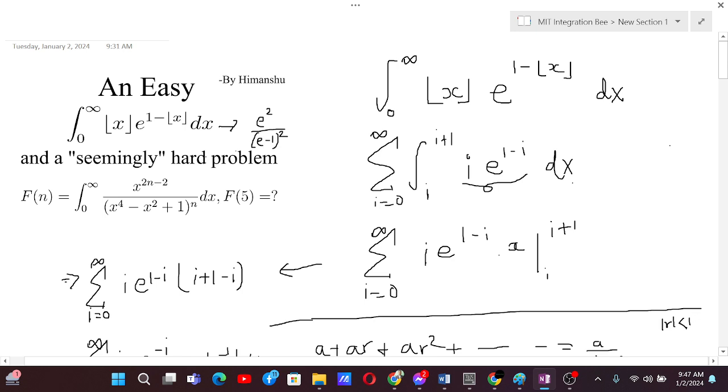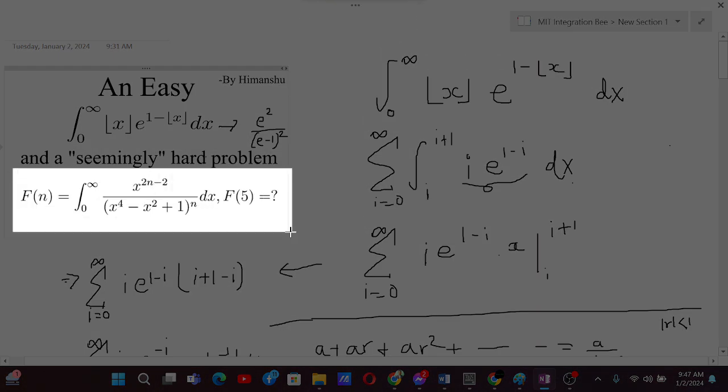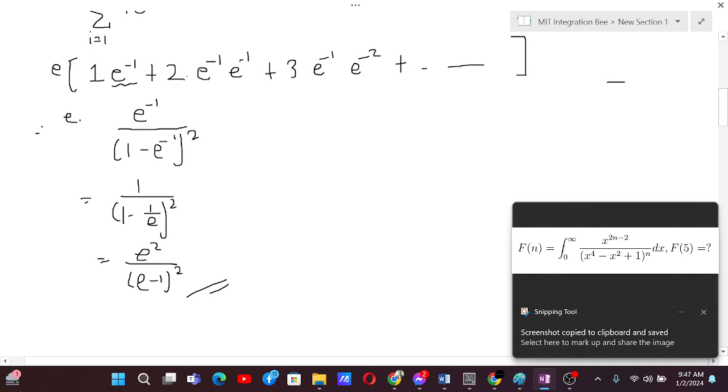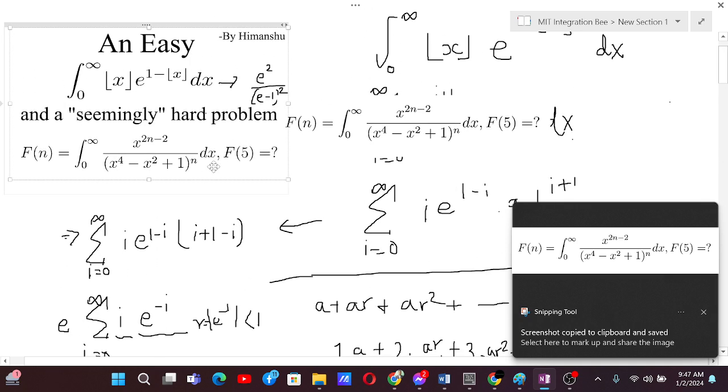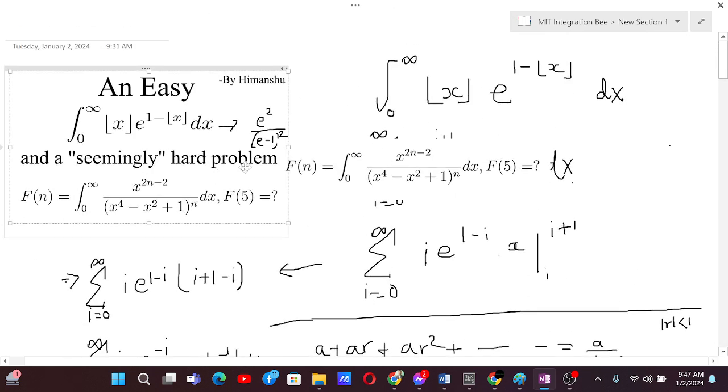Now let's deal with this seemingly hard problem. Yeah, this looks hard, but once we get a catch, an important fact that we need for this problem, then it should not be hard after knowing that thing.